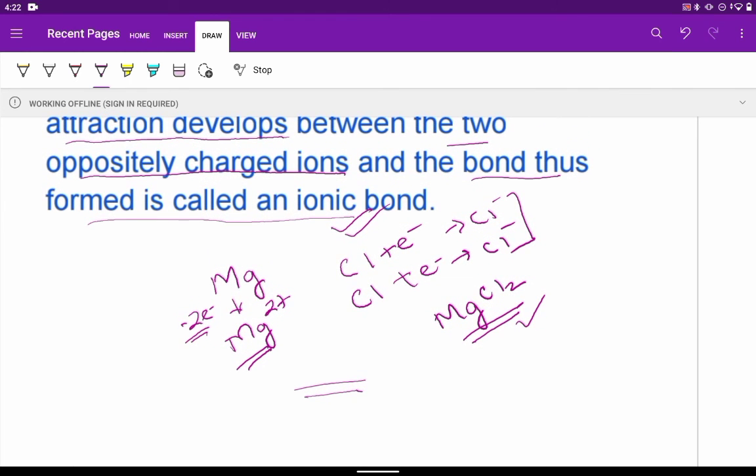Especially we see that the alkali metals, that is the sodium group, lithium, sodium, potassium, they are all electropositive. They can lose electrons. As well as alkaline earth metals like magnesium, as we have just seen, they also lose electrons to form cations. The non-metals usually are electronegative like chlorine, fluorine. They will gain the electrons to form anions. So this is the basic thing we have seen today for the formation of ionic bond.